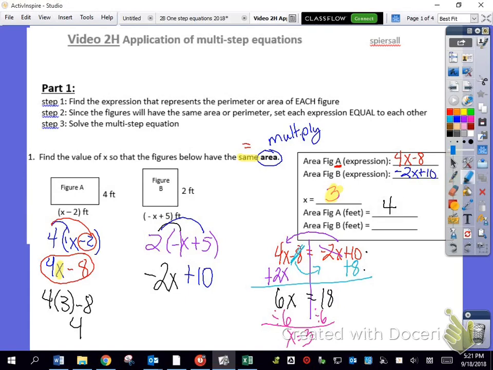And then I'm going to do the same thing on B. So I'm going to replace x. So you've got negative 2 parentheses 3 plus 10. And put that whole thing in your calculator. So negative 6 plus 10 would be positive 4. Notice they should be the same. And they are. So I did that correctly.